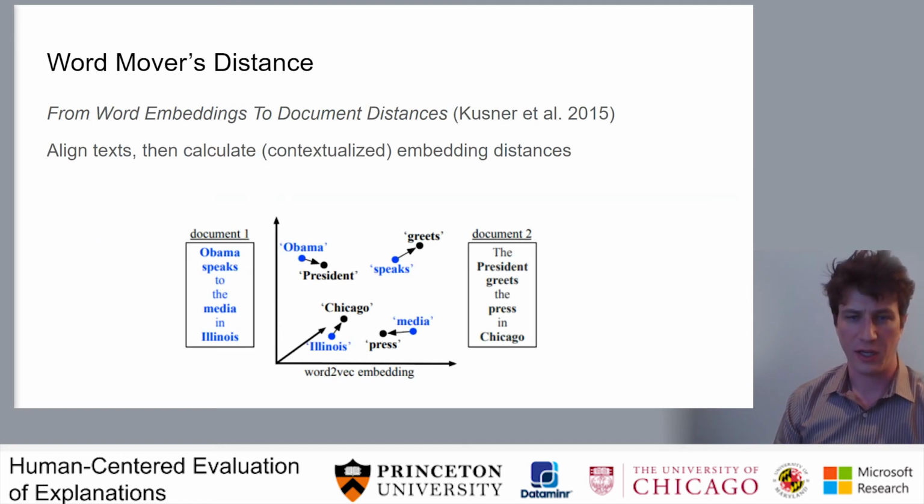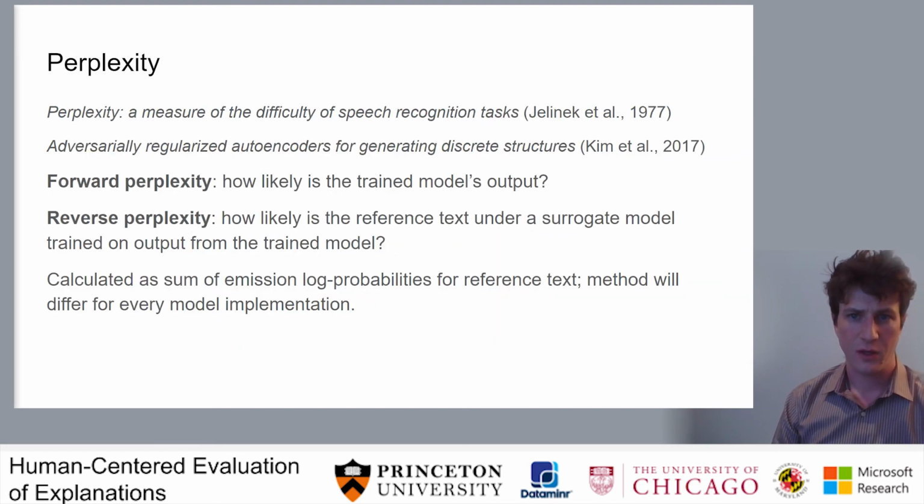A more recent metric is word mover's distance, which involves performing an alignment between the tokens in the generated versus the reference text, and then calculating the average cosine distance between the word embeddings of the two texts. Finally, a common non-similarity-based method is perplexity, which calculates the likelihood of the model's output, effectively measuring how certain it is of its own generated text. And then the variant of this idea, which makes use of the reference texts, is so-called reverse perplexity, where a second language model is trained on the output from the first, and then the likelihood of the reference texts is calculated relative to this model.